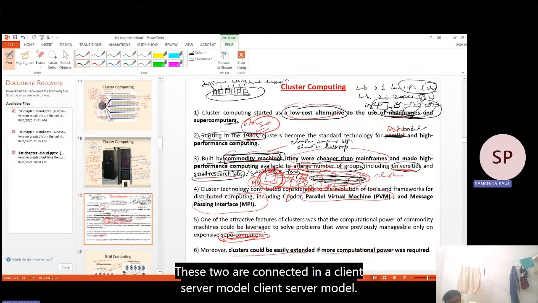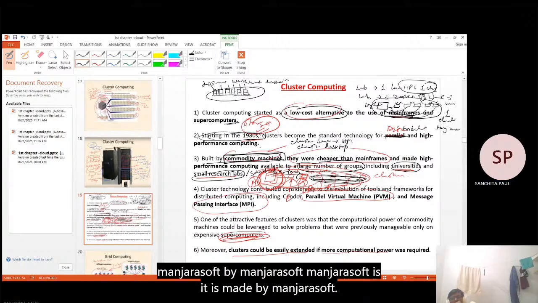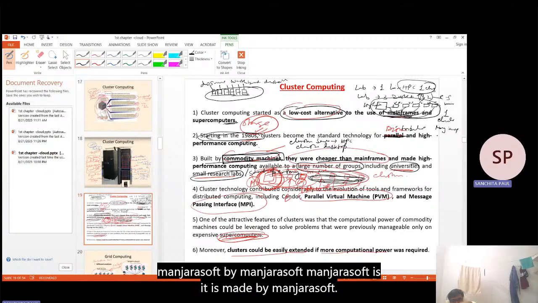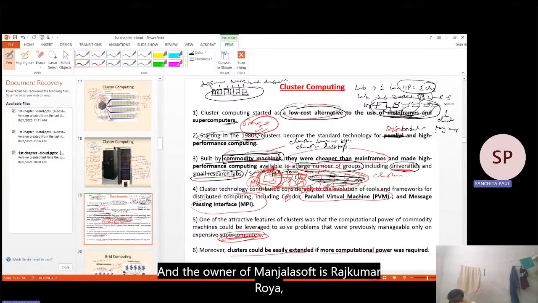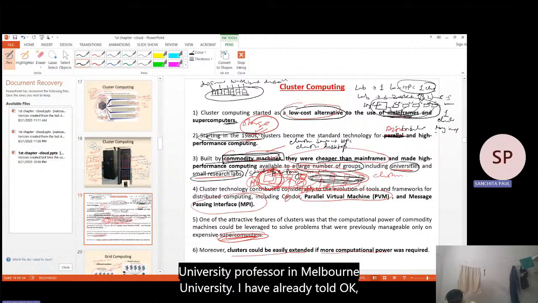These two are connected in a client server model. So this configuration is making one cloud, and that cloud is provided by Manjrasoft. Manjrasoft is owned by Rajkumar Buyya, who is basically the inventor of cloud computing. Right now he is a professor at Melbourne University. I have already told you.